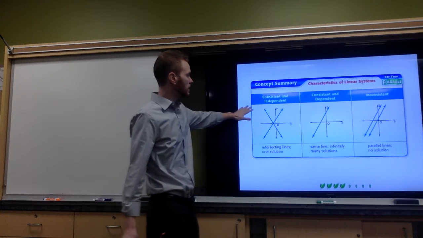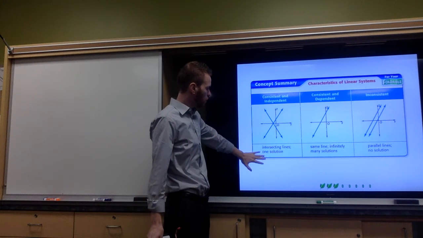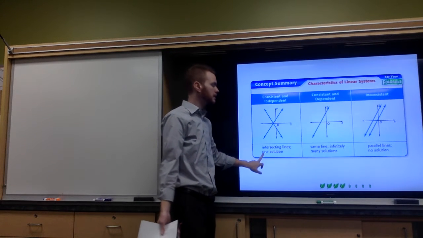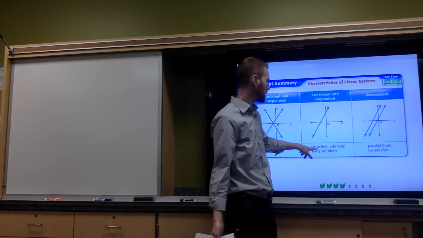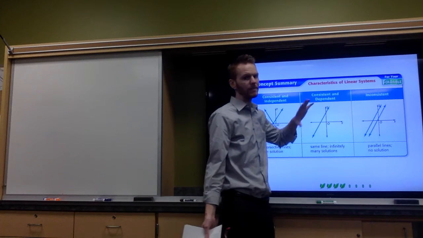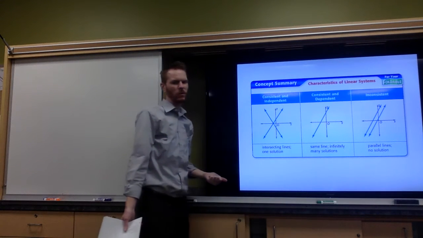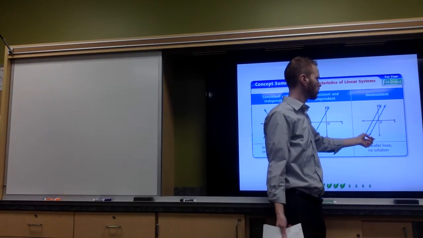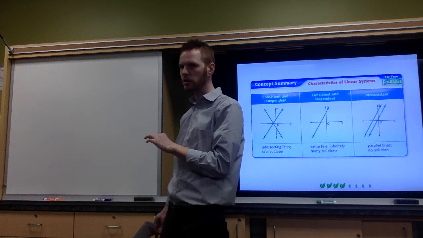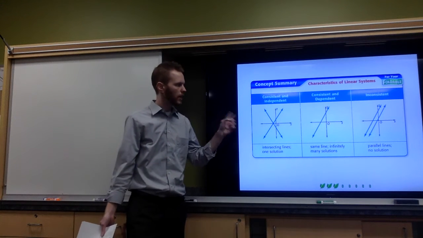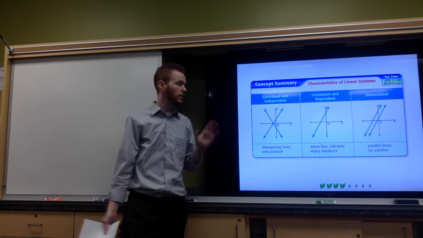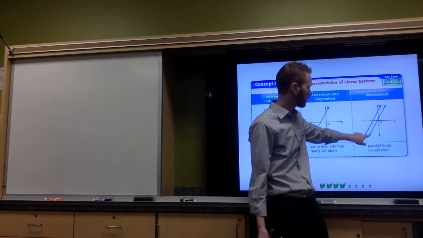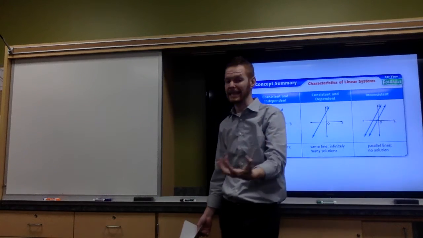So "consistent and independent" was the adjective we use when we have intersecting lines, just one solution. "Consistent dependent" means that there's infinitely many solutions. That means it's the same line. And then "inconsistent" means parallel lines, no solutions at all. There's not going to be a point or an xy value that will satisfy both of those equations. Don't get me wrong, there are still solutions for this line and for this line, but just not together.